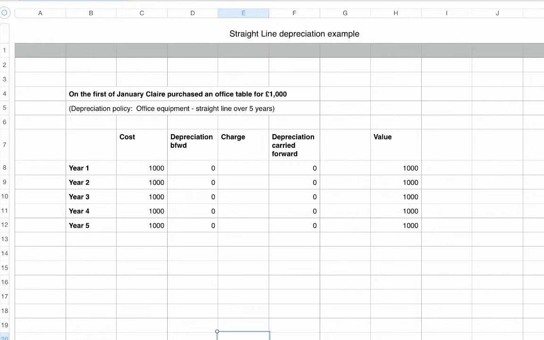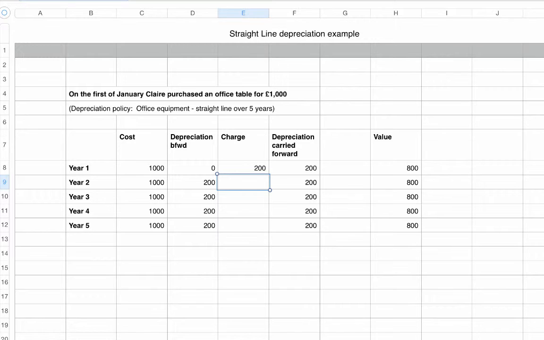So at the 31st of December for each year, we now need to work out what the value or the assumed value of the table is. So if we go ahead and fill in this chart, we should be able to find out. So in year one, the cost of the asset was £1,000. Because it was year one, no depreciation was brought forward at all. So in terms of charge, let's go ahead and put in £200. So this is telling us that the value of the table is now £800.